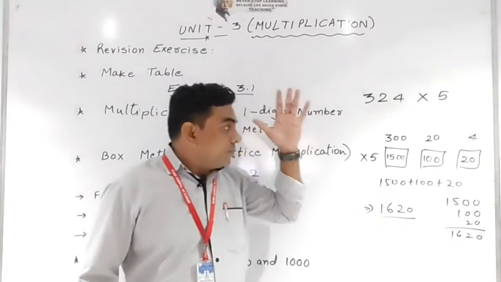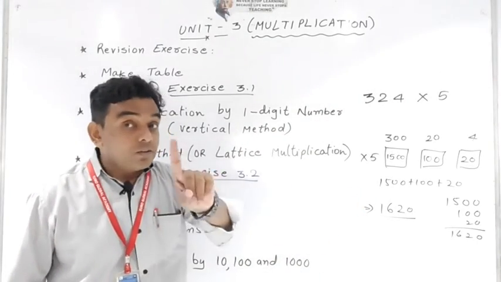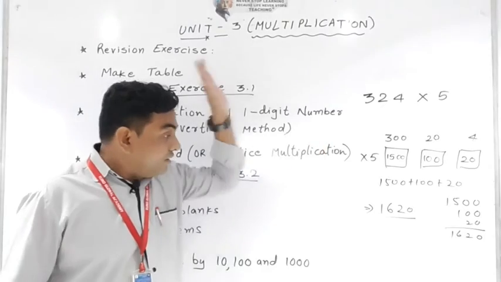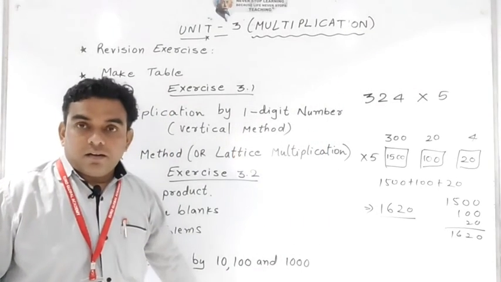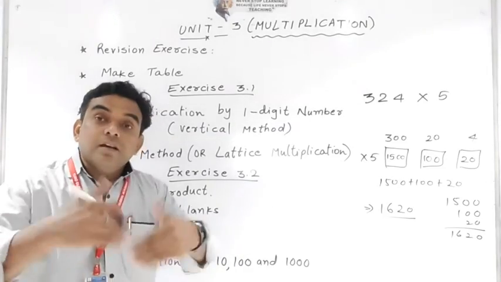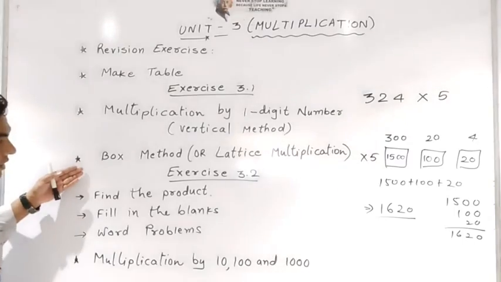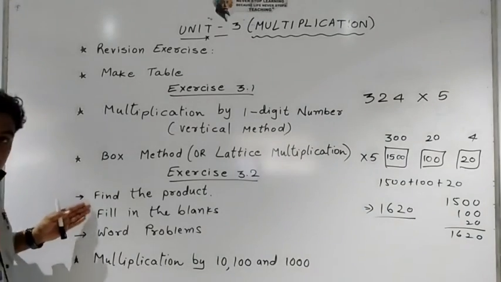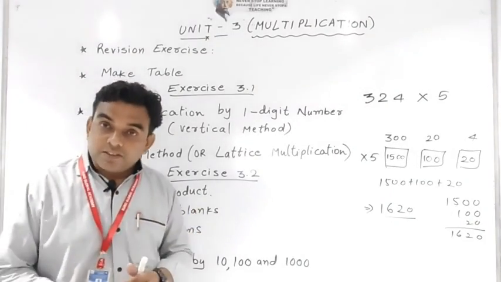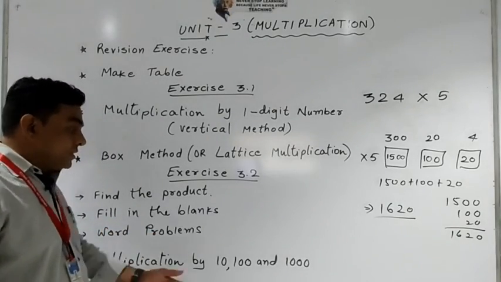So students, I will teach you properly in online class. But this is the fundamental concept of that. These things are to be completed in the next, that means upcoming week. Okay. So students, now box method, find the product. You know how to find the product. That means what? Multiplication. This is the find the product, fill in the blanks, word problems, and multiplication by 10, 100 and 1000.